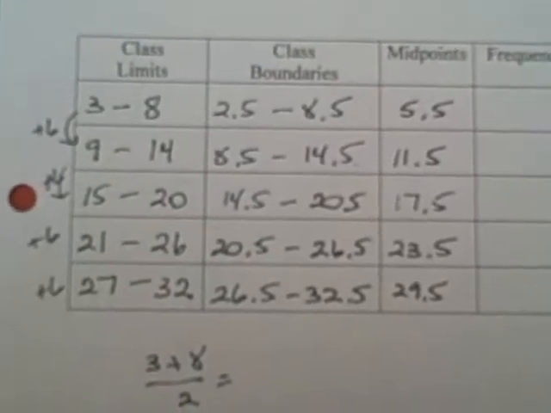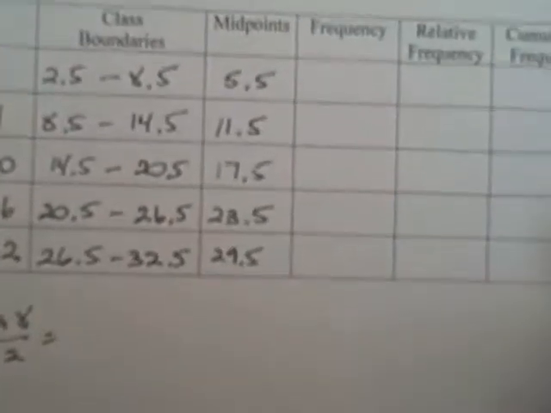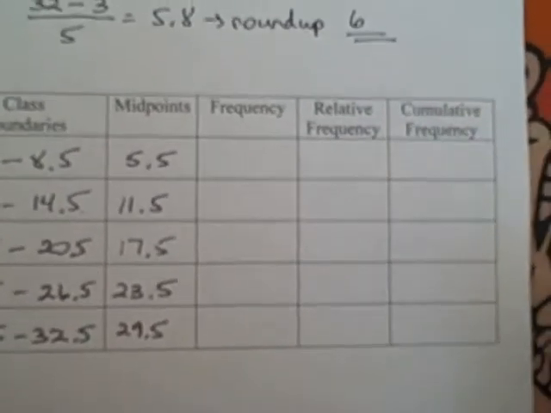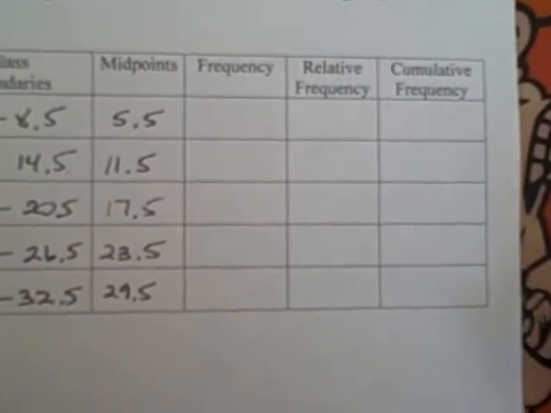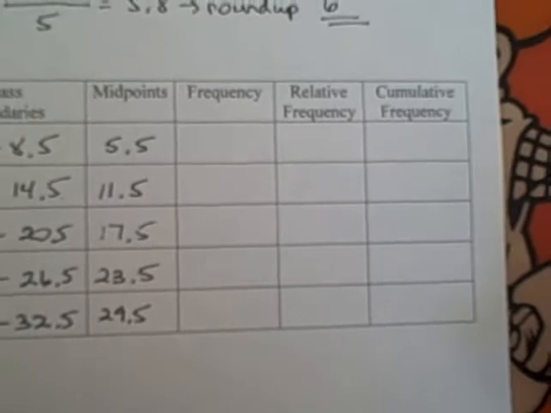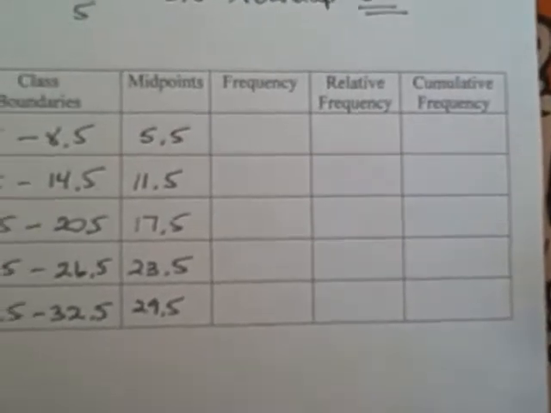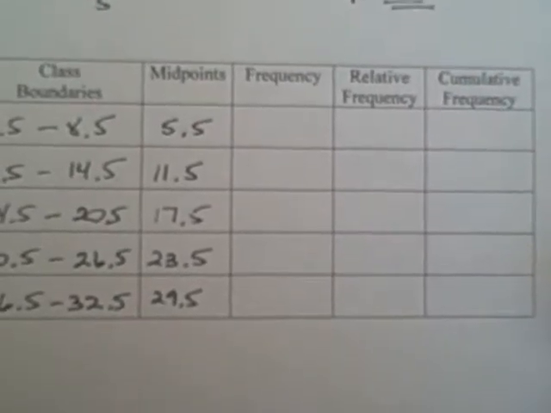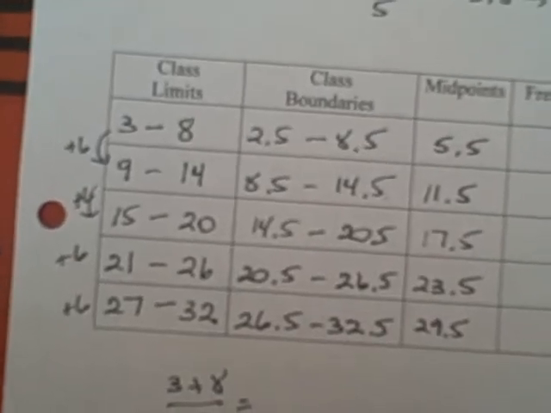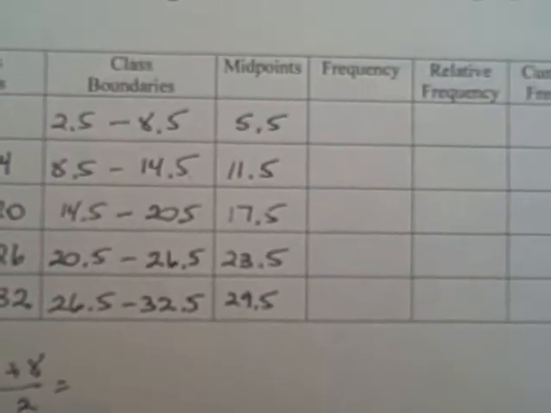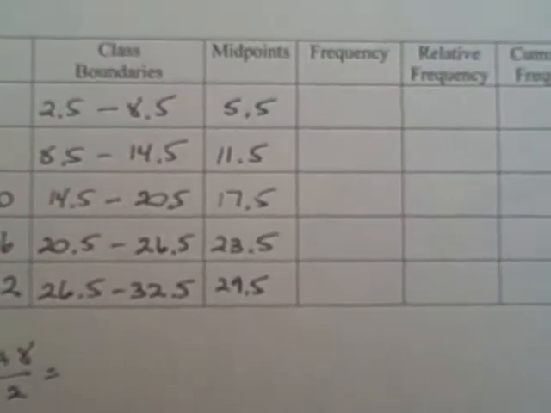Okay, now that we've got our classes set up, we're ready to get the information that will help us see how the data is distributed and make some histograms. Frequency is just how many data values fall in a class. Usually the easiest thing to do is to go through and tally. So let's look up here.